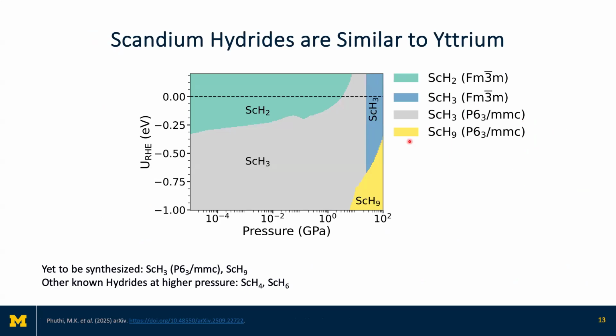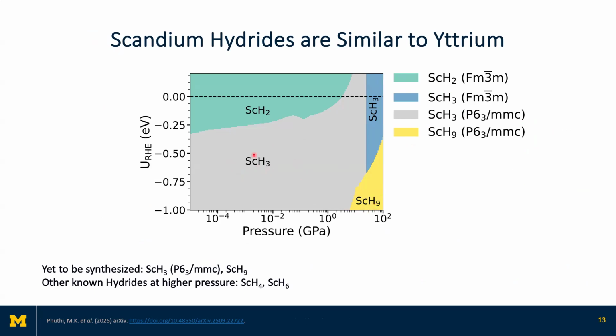Okay, so we can look at other phase diagrams. We don't have experiments for any of the others, but we've done quite a bit of computational work. So scandium hydride is another one. The phase diagram is quite similar to yttrium. But some of the phases you see here, for example, this ScH3, the HCP one, the P6_3/mmc one, has never been experimentally realized. The same goes for this ScH9.